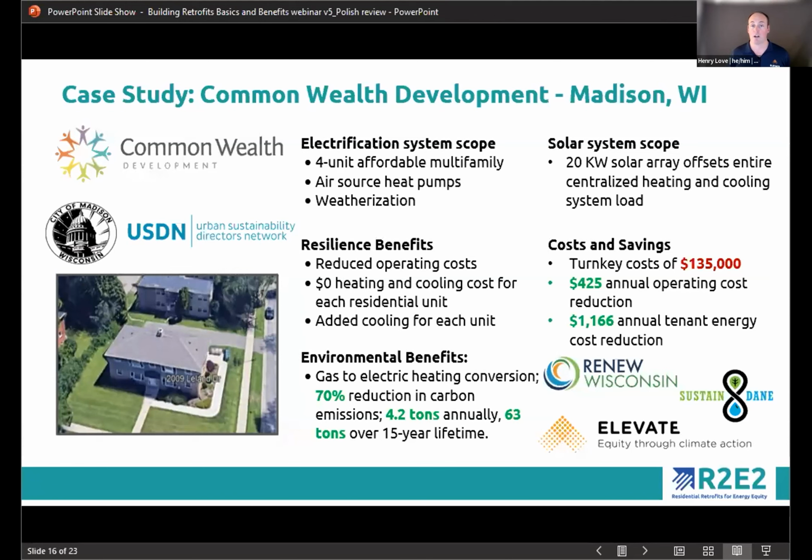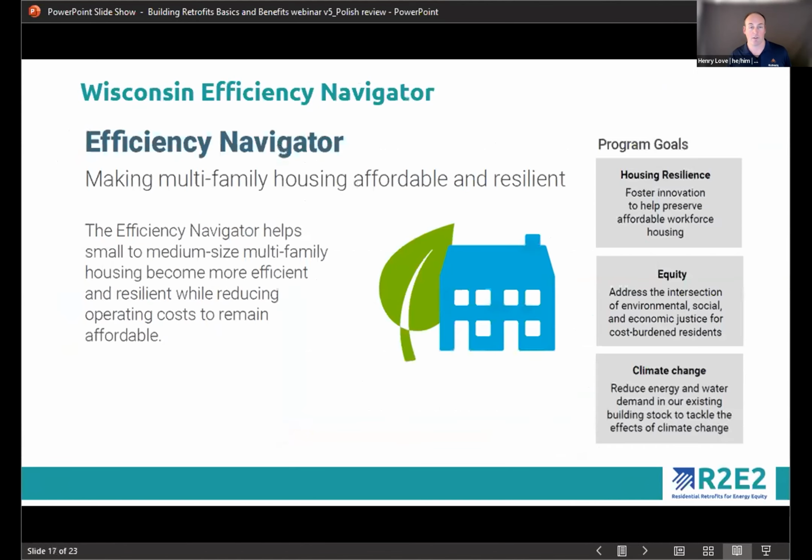So overall, there was a turnkey cost of $135,000, and that resulted in a $425 annual operating cost reduction, and tenants received a little over $1,100 in energy savings per year. The project was delivered through a program called the Efficiency Navigator, which is a one-stop shop approach to helping owners of small and medium-sized multifamily housing become more efficient and resilient while reducing their operating costs and keeping their units affordable.